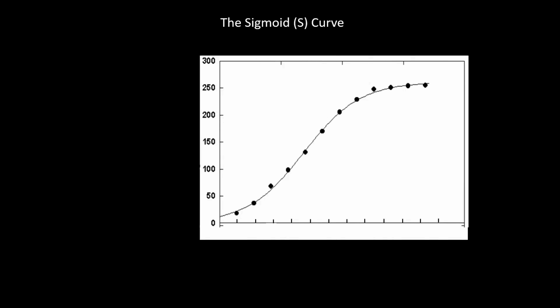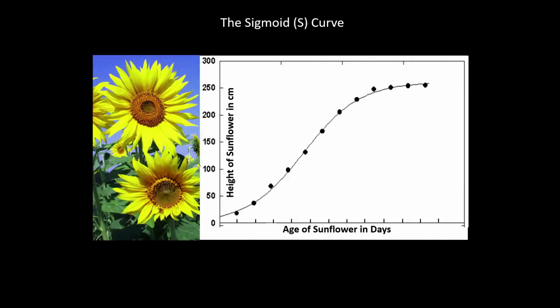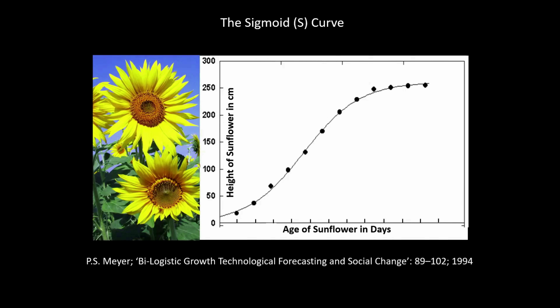This specific example is the growth of a sunflower in terms of its height over time. The reason I've chosen this is that the paper that presented the graph was actually about something quite different. It was by Mayer, titled Biologistic Growth, in Technological Forecasting and Social Change. In that paper, he suggested that the S-curve can be used in a totally different context to predict how technologies develop and how changes develop in society.